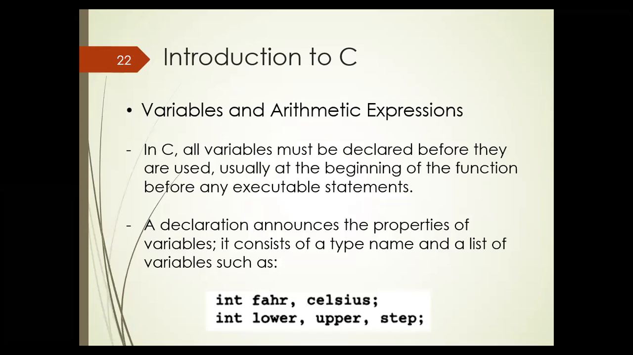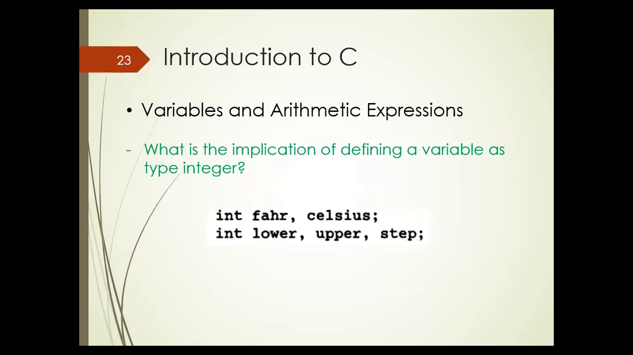Okay, so we're going a bit more into variables now. We know definitely as engineers that for mathematical formulas, we need variables to store numbers and to do some computations. So it is very important for us to be able to use variables. Now, what's the implication of defining a variable as type integer?